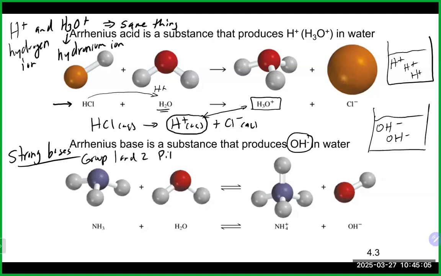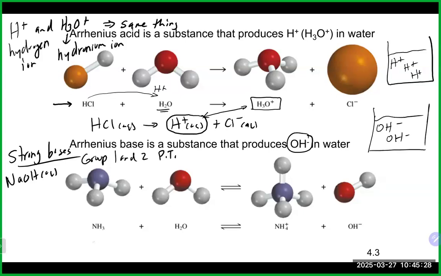And that is because group 1 is the alkali metals, group 2 is the alkaline earth metals, and the word alkaline means basic, and that's where a lot of our strong bases come from. Things like sodium hydroxide, potassium hydroxide, calcium hydroxide, strontium hydroxide. So sodium hydroxide, for example, is a strong base.